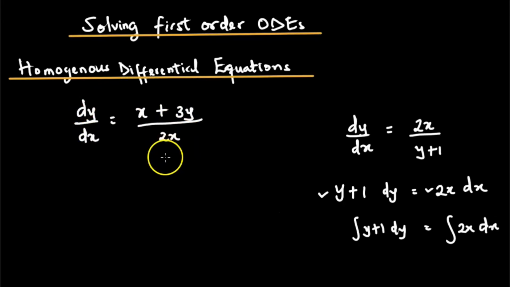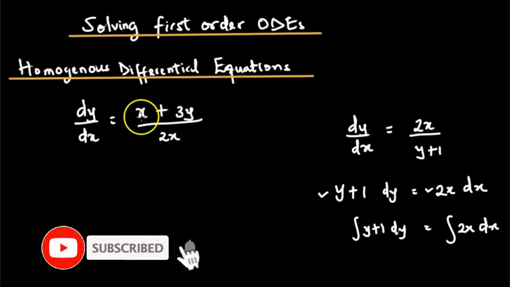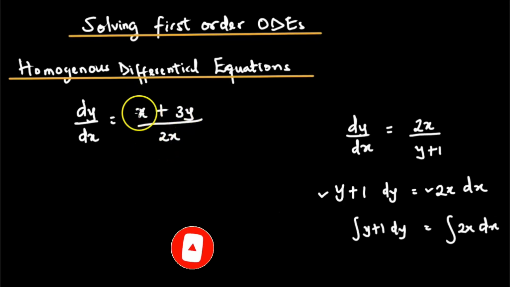Now, the next thing for you to do is check if this equation is a homogeneous differential equation. To check, what I simply do is check the degree of each term. Taking a look at x, the degree of x is 1. Taking a look at 3y, the degree of 3y is 1. Taking a look at 2x, the degree of 2x is 1. So this is a homogeneous differential equation.